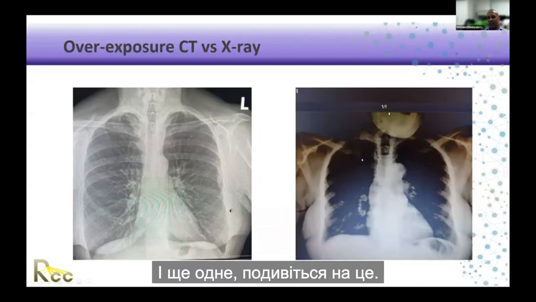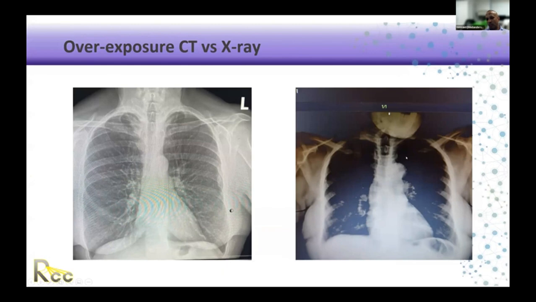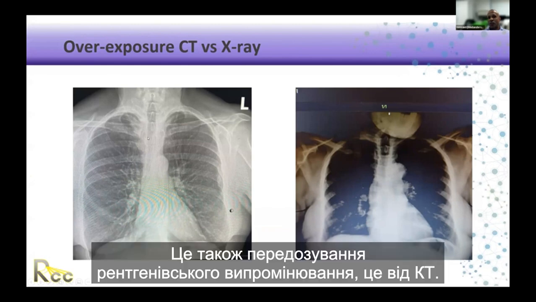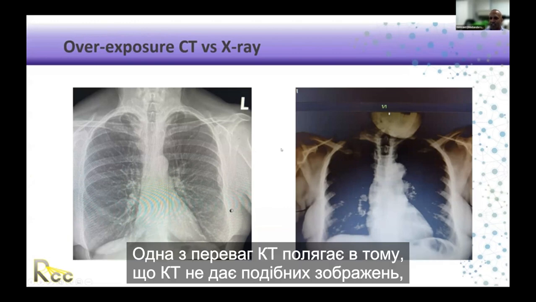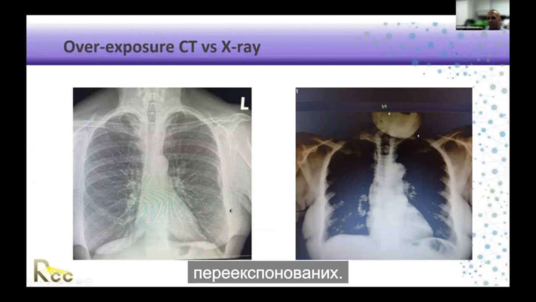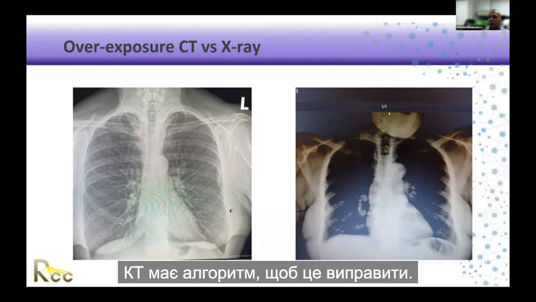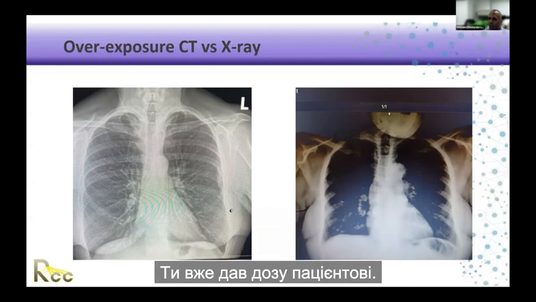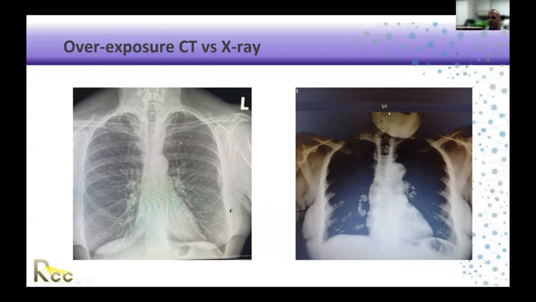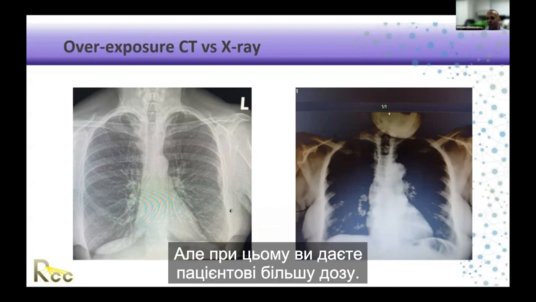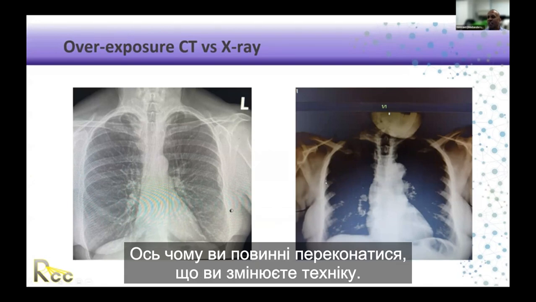Another thing, look at this. This is overexposure, from the CT. One thing about CT is that it doesn't give you this kind of overexposed image. CT has an algorithm to fix that. But guess what? You already gave the dose to the patient. You're going to have a good image, but you give more dose to your patient. That's why you have to make sure you change the technique.